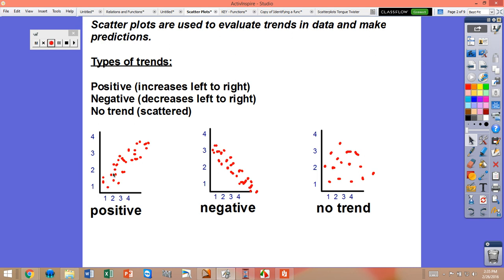You have a positive correlation that increases left to right, and this kind of looks like a positive sloped line. So that's how you can remember a positive correlation. This one is a negative correlation because it decreases from left to right. And then you have one that looks like this where there is no trend. It's just scattered all over the place.